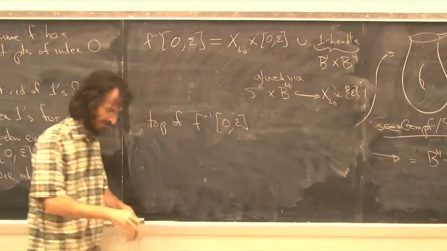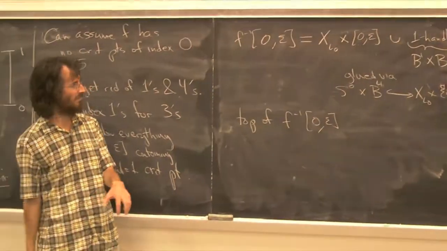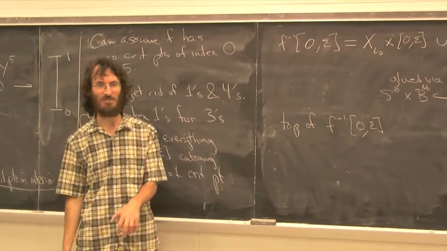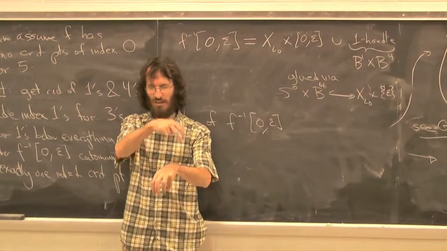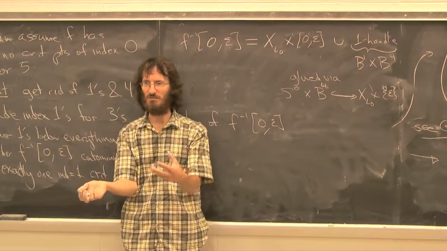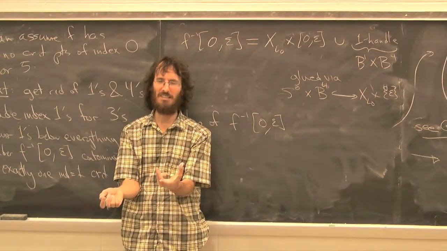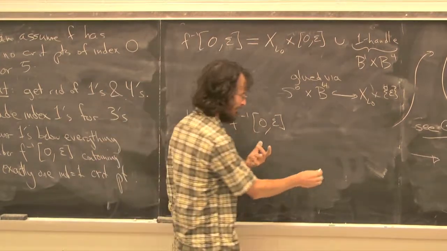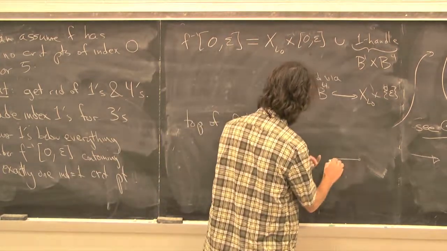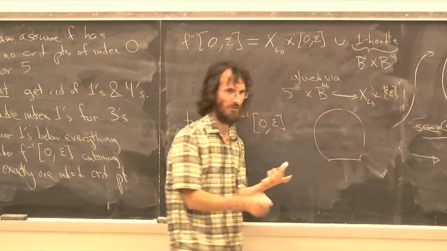Well, what have you done when you attached S0 cross B4? Maybe it's important to emphasize that everything was connected. When I'm attaching a 1-handle, actually this works in any dimension. When you attach a 1-handle to a connected boundary, since the feet of the 1-handle can be connected by an arc, you're really creating a new loop, right?